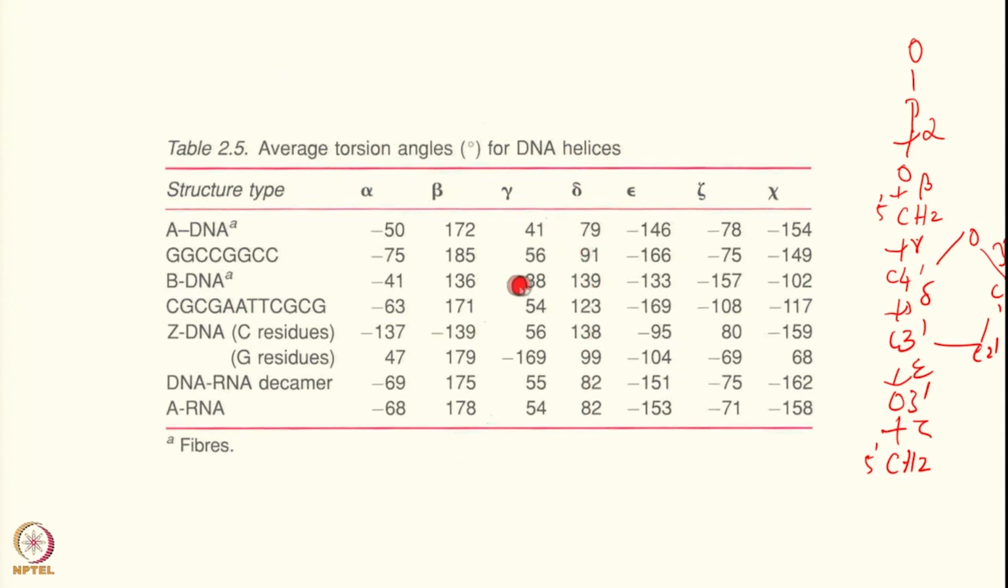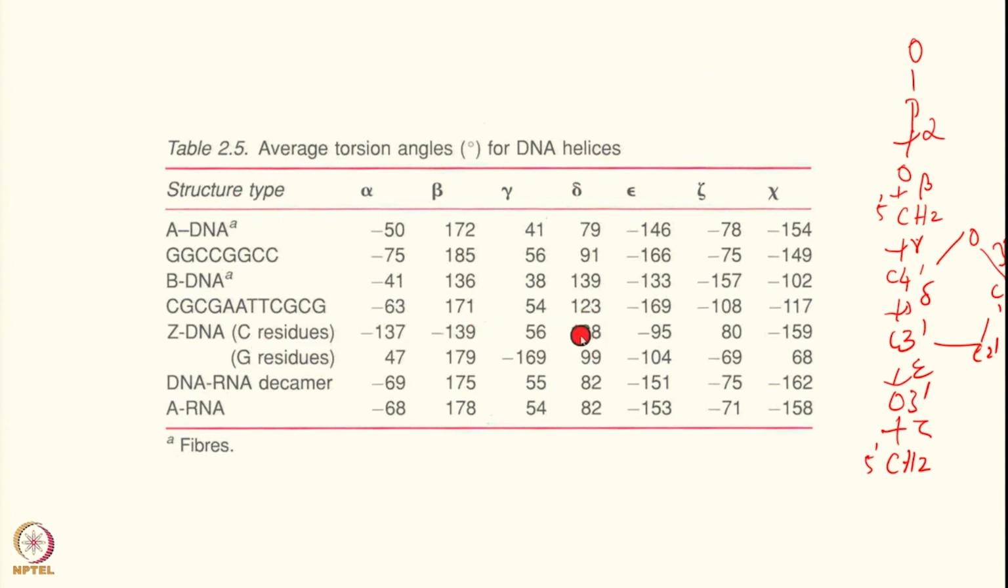You see here the A-DNA has 79 to 91 and the B-DNA has 130, between 120 to 140. So this is quite characteristic, and the Z-DNA has alternating values. The C residues have the C2 prime endo, and the G residues have the so-called C3 prime endo. If the delta is around 79 to 90, that is the C3 prime endo structure, and if it is around 120 to 140, that is the C2 prime endo structure. Therefore in the Z-DNA the C residues and the G residues have different sugar geometries.